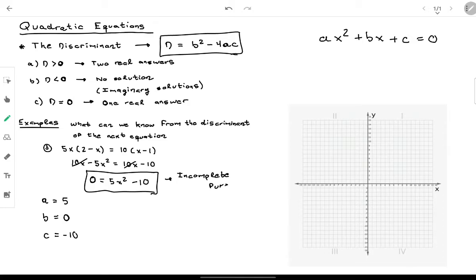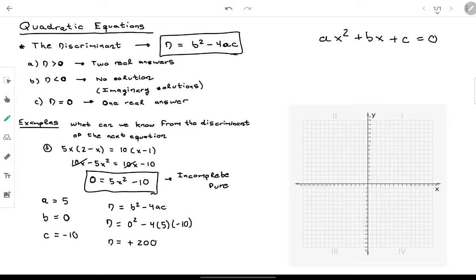What about the discriminant? Let's check what will be the value of the discriminant. Remember, b squared minus 4ac. So in this case, it's going to be 0, all of it squared, minus 4, that multiplies 5, that multiplies minus 10. So d equals minus multiplied by minus, it's plus. So 5 times 4 is 20, times 10, it's going to be 200.